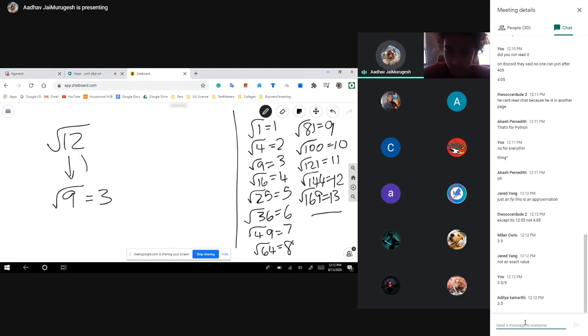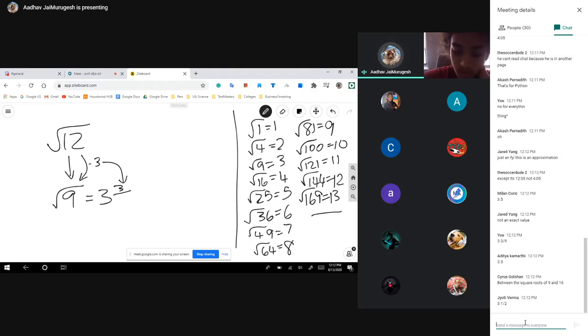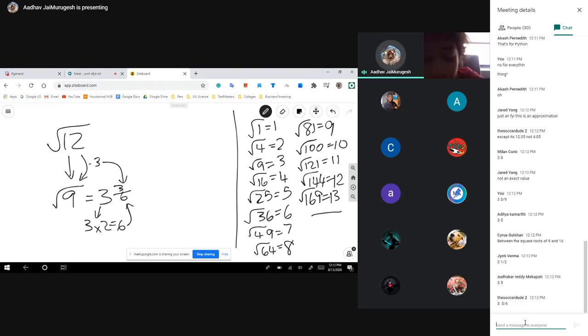Then what you do, just like before, is try to find the difference between the original number and the new number. So that is going to be 12 minus 9, which gives us 3. That's going to be the numerator answer to this trick. And what you're going to do is take this whole number over here, multiply it by 2 to get 6, and add that to the denominator, and that's it.